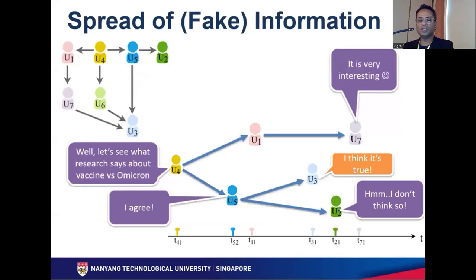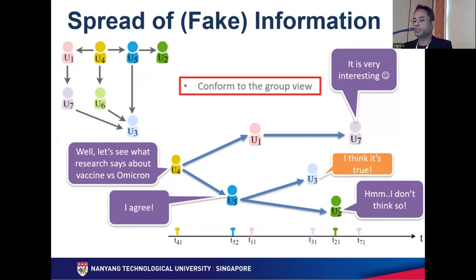Here I'm giving an example for a first look. On the top left, you can see the social network structure. You can imagine this is a Twitter group of users. Then this is the Omicron news, which U4 started, and it spreads through his network of followers. Now, focus on U3. U3 may not have any clue about vaccine details or Omicron.